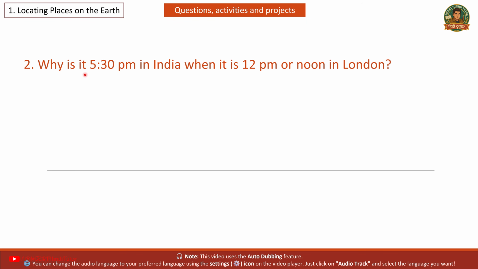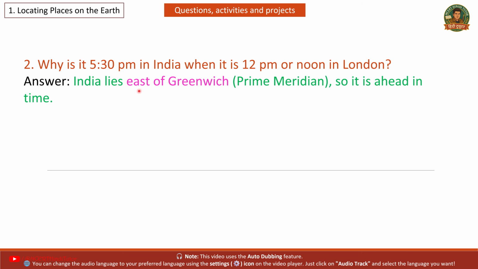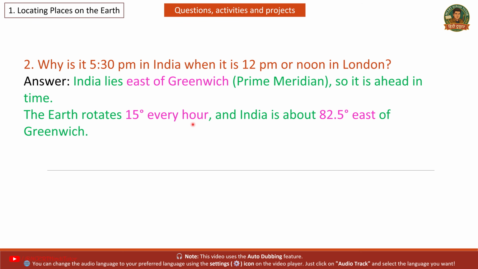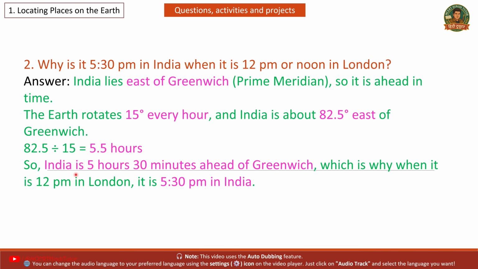Question 2. Why is it 5:30 p.m. in India when it is 12 p.m. or noon in London? Answer: India lies east of Greenwich prime meridian, so it is ahead in time. The earth rotates 15 degrees every hour and India is about 82.5 degrees east of Greenwich. So 82.5 divided by 15 is equal to 5.5 hours. So India is 5 hours 30 minutes ahead of Greenwich, which is why when it is 12 p.m. in London, it is 5:30 p.m. in India.